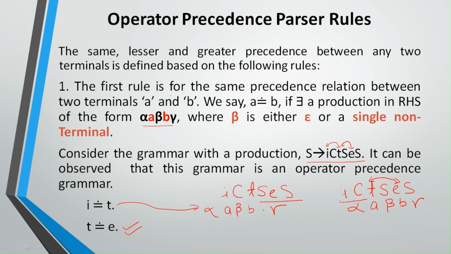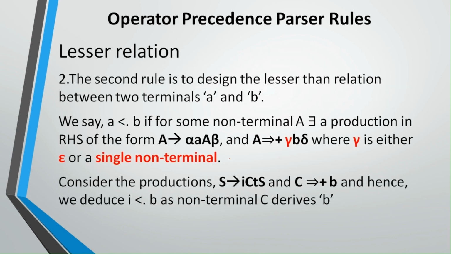You can see beta can be epsilon or a single non-terminal. Here beta is C, a single non-terminal, and here beta is S, a single non-terminal. In this way, same precedence level is defined.